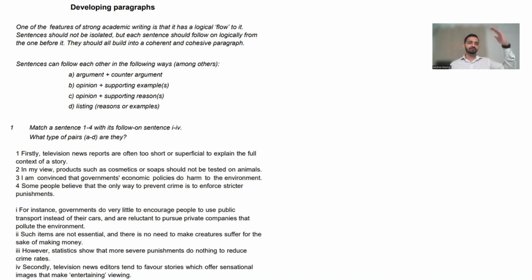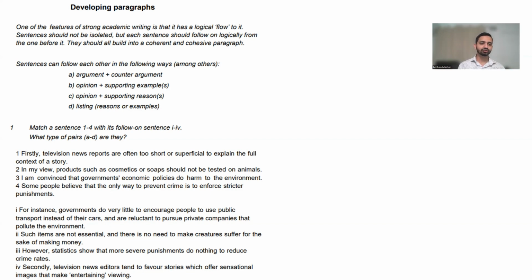Okay, so you can have argument plus counter argument. You can have opinion plus supporting examples. You can have opinion plus supporting reason. You can have listing reasons or examples. Okay, so we're going to see all of these by doing a practice first. We're going to do an exercise to be able to understand what kind of sentences these are.